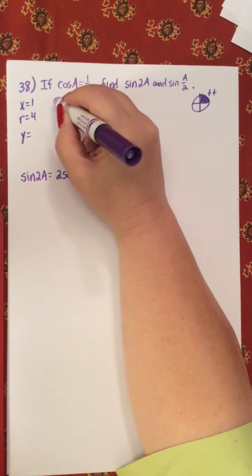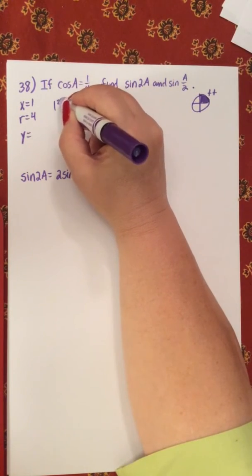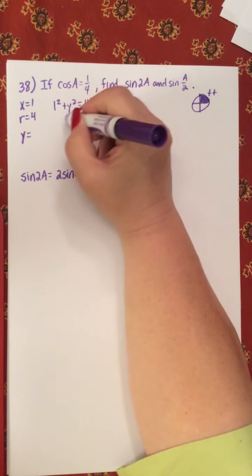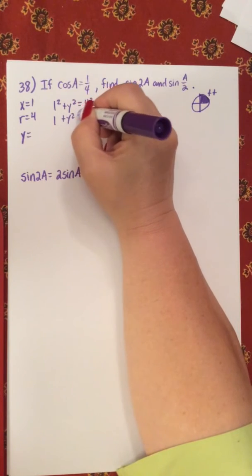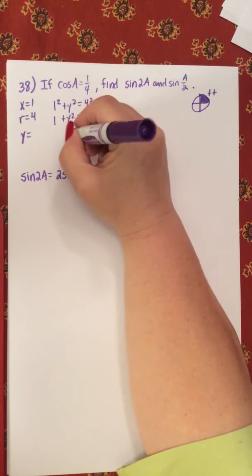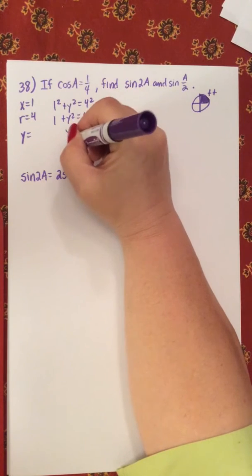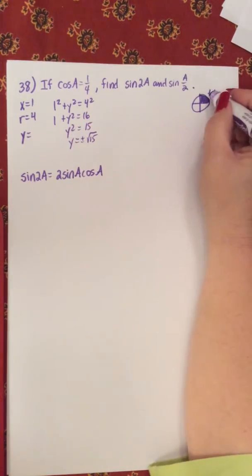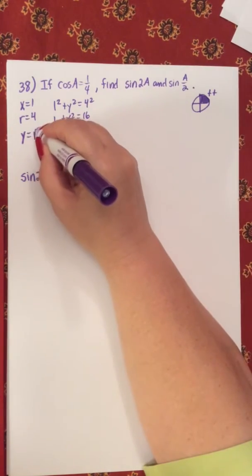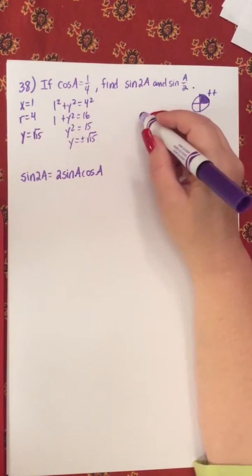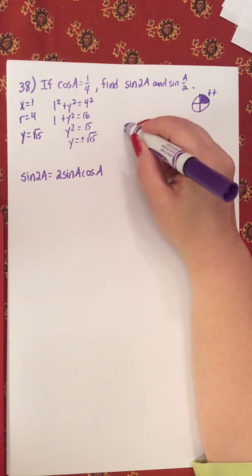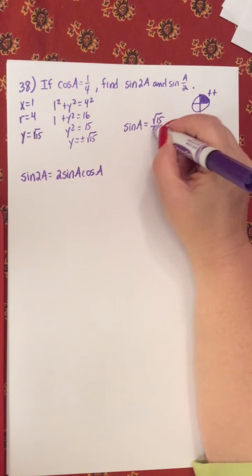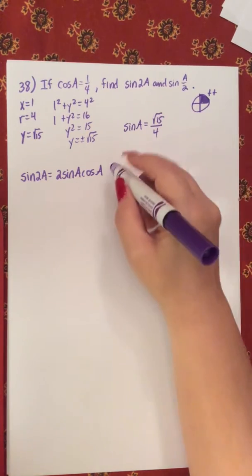And I know x squared plus y squared is equal to r squared. Or 1 plus y squared is equal to 16. Or y squared is equal to 15. Or y is plus or minus square root of 15. Since it's in the first quadrant, I know it'll be positive square root of 15. So that let me know that the sine of A will be equal to square root of 15 over 4. So I think I'm ready to do this.